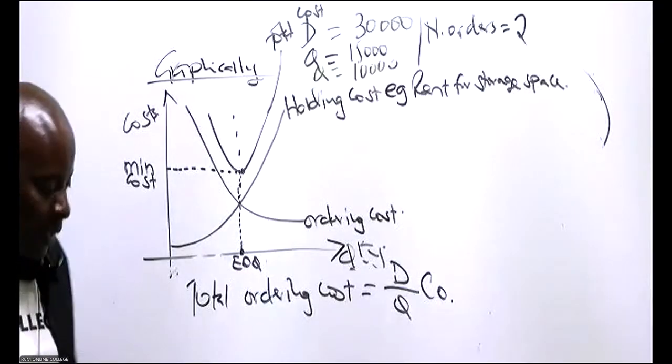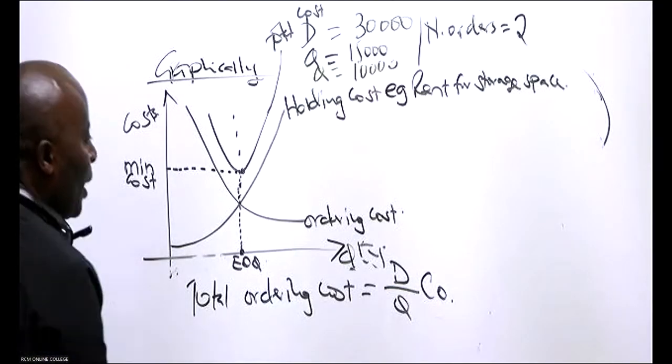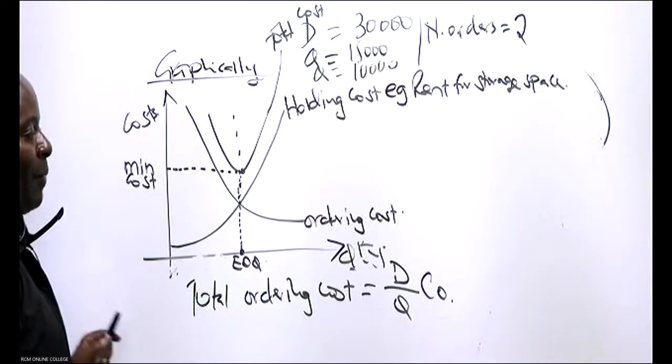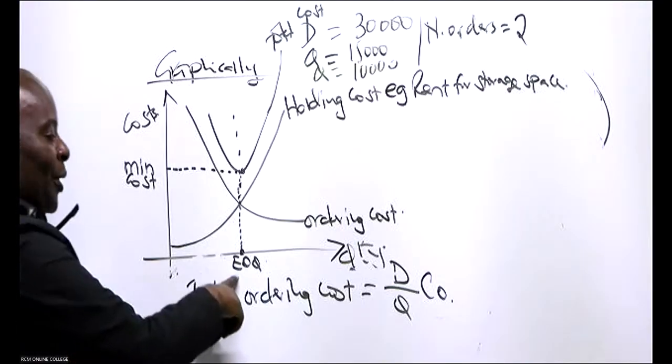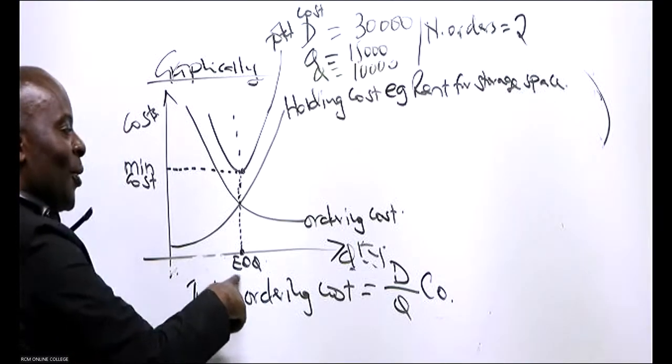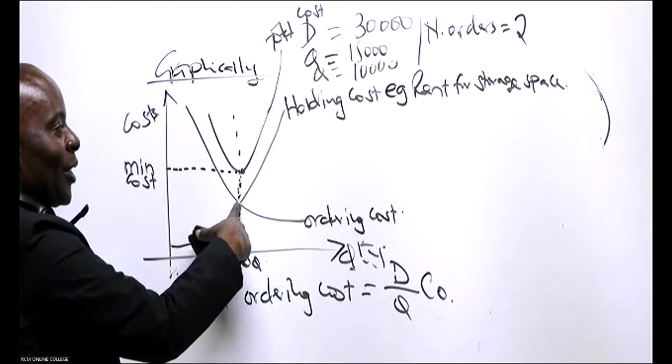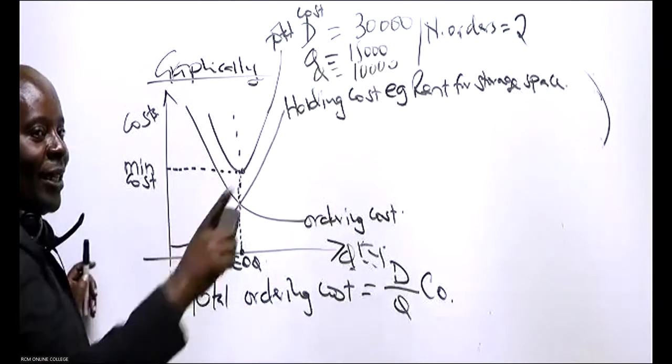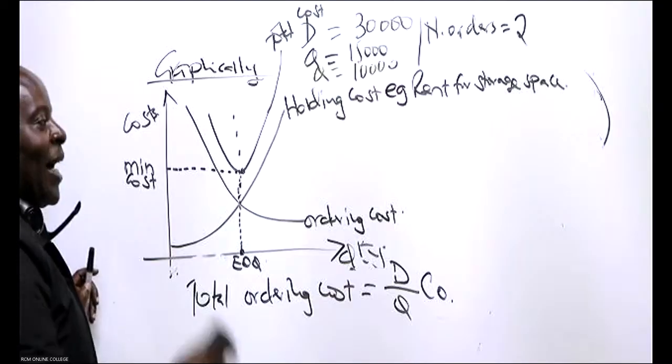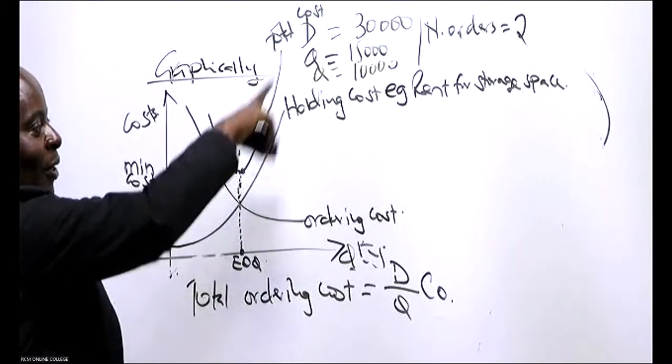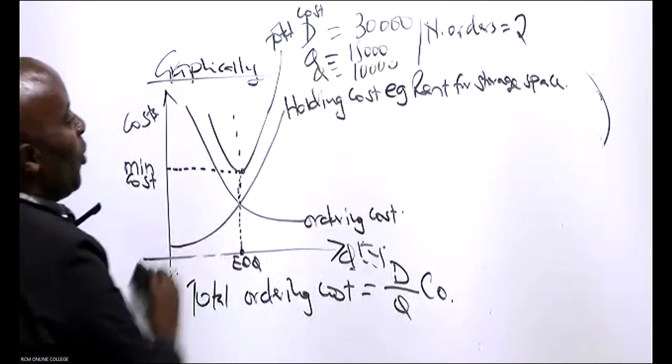Then if that is the case, I can very comfortably rub this. But before I rub, something very coincidental here: at EOQ, ordering cost and holding cost will always be the same. At EOQ, holding cost and ordering cost will always be equal.